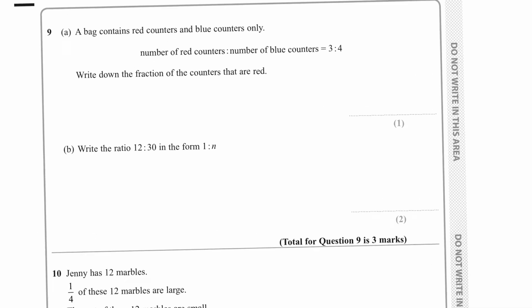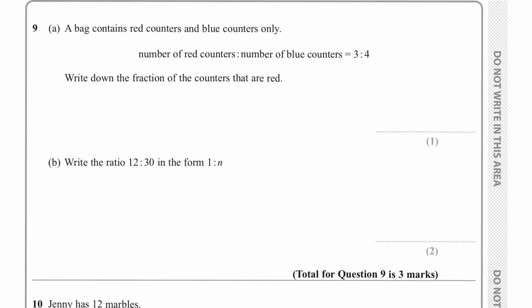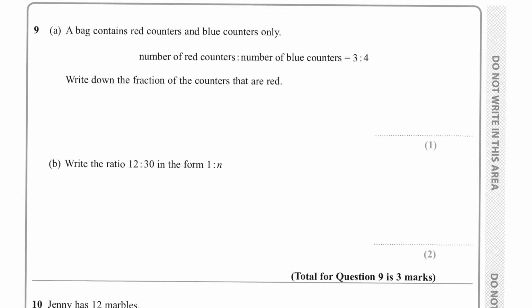Question 9 says a bag contains red counters and blue counters. And it says the number of red counters to blue counters is a 3 to 4 ratio. And it wants us to write down the counters that are red as a fraction. So essentially, adding the 3 and the 4 together gives us a total of 7 counters. So essentially, out of those 7 counters, 3 of them are red. So our fraction would be 3 out of 7.